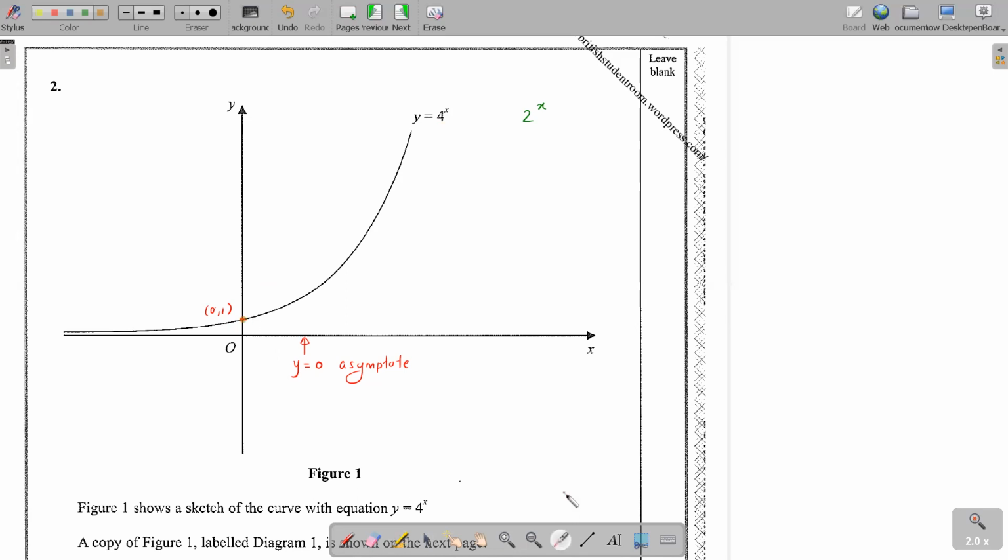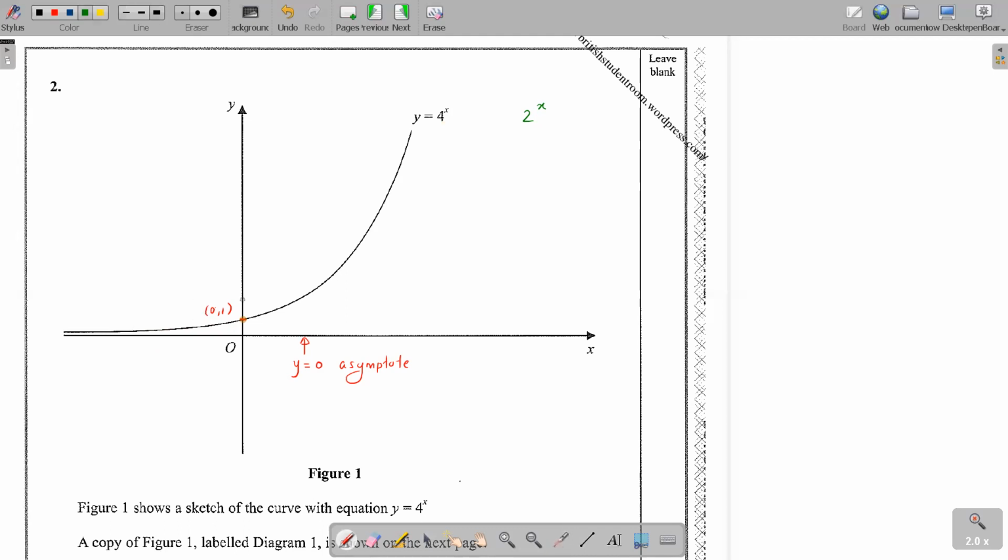And I think you can see when x is negative. So when x is negative, 4 to the power minus 1 is 1 over 4, and 2 to the power minus 1 is half. So half is bigger than 1 over 4. So on the negative side, the values of the 2 to the power x graph are going to be larger compared to the 4 to the power x graph.